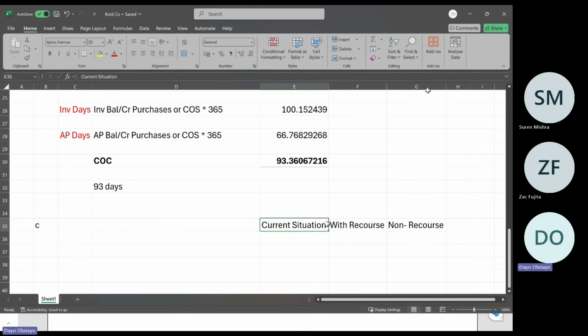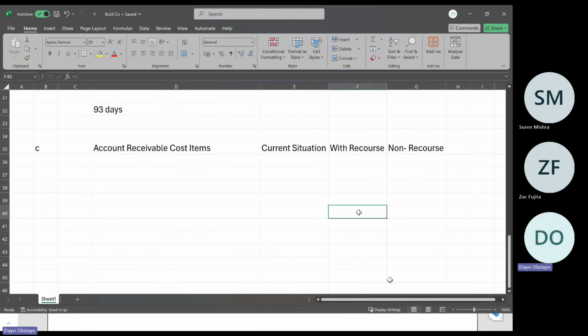Where we are now, if we do with recourse, what does it mean in terms of financial? Non-recourse, what will it mean? And your focus will always be on your account receivable cost. Currently, what's our total account receivable cost? If we do with recourse, what will it be? If we do without recourse, what will it be? The value is how each of these has made us better from our current situation. What are those account receivable costs?